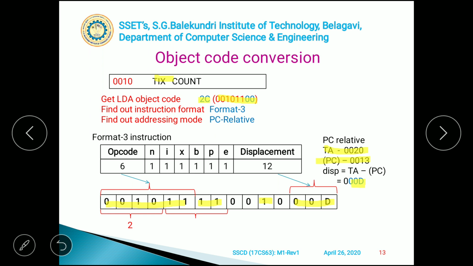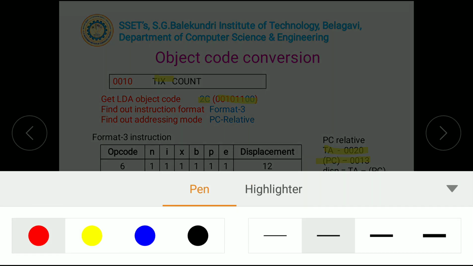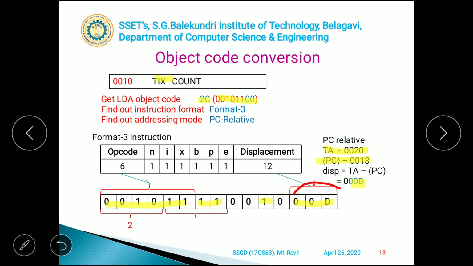So please don't get confused with the first 12 bits and the last 3. Here, the displacement I have taken directly instead of writing it in binary, because if I take all 24 bits, it will not fit into the slide. That's why I have taken the last 4 directly as hexadecimal digits. Okay, so now when you combine them, you will get binary digits like this. So finally you are going to get your object code as 2F200D.